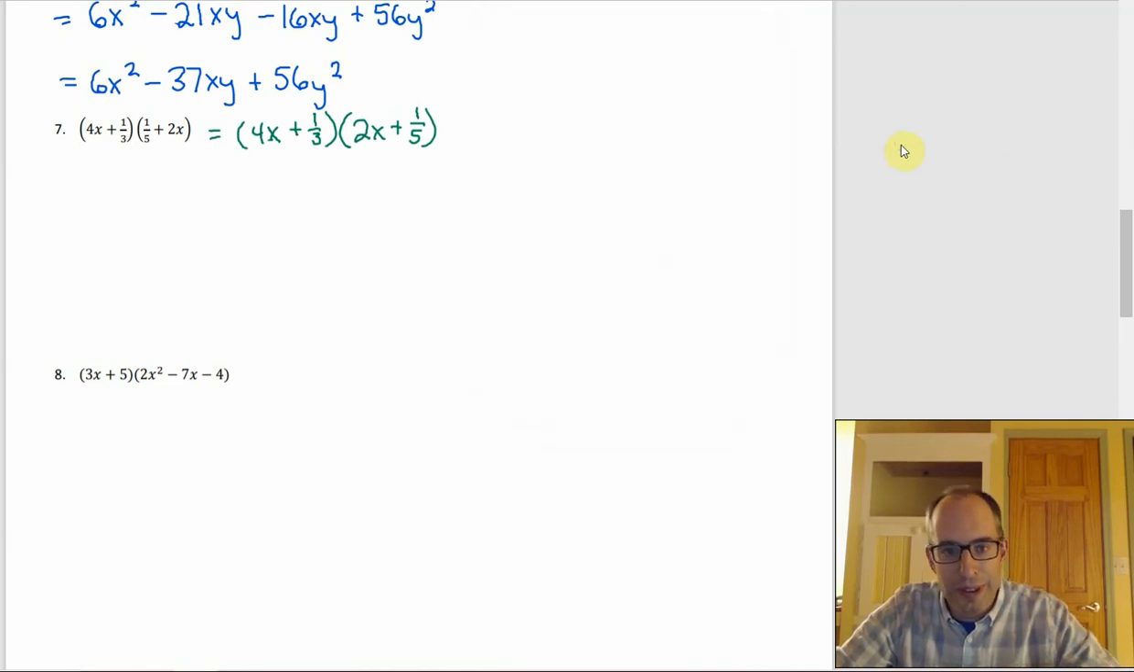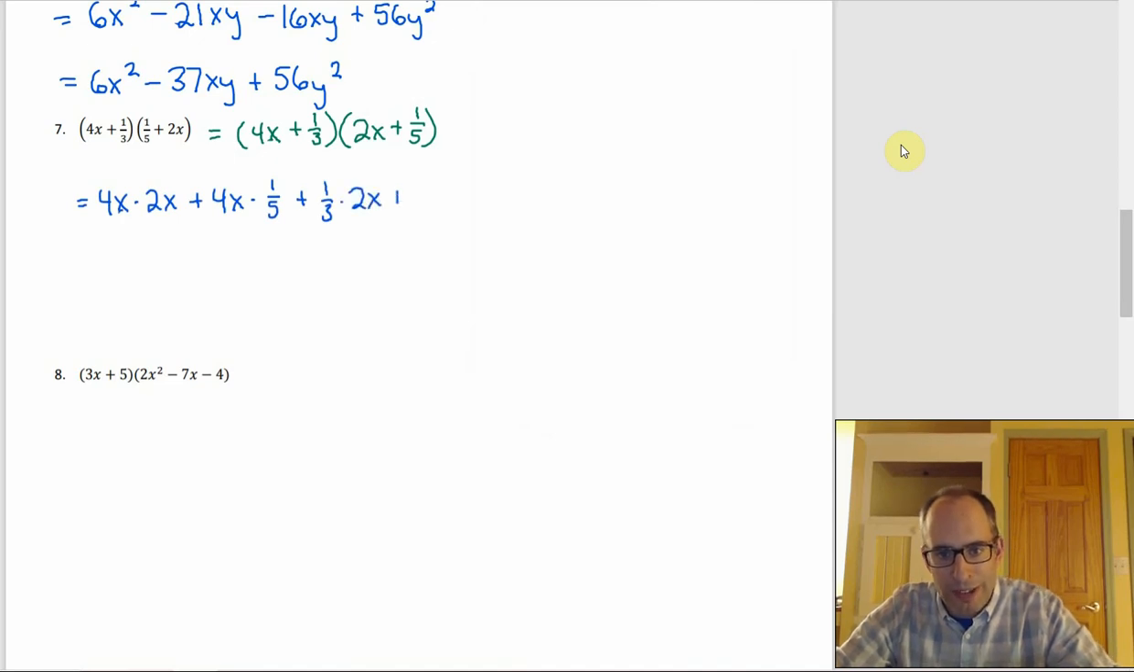So let's see then. What we're going to do is we're still going to FOIL, right? But we're going to FOIL the green one over here. So 4x times 2x. Then for the outer, we'll have plus 4x times 1/5. For the inner, we'll have plus 1/3 times 2x. Then for the last terms, plus 1/3 times 1/5.